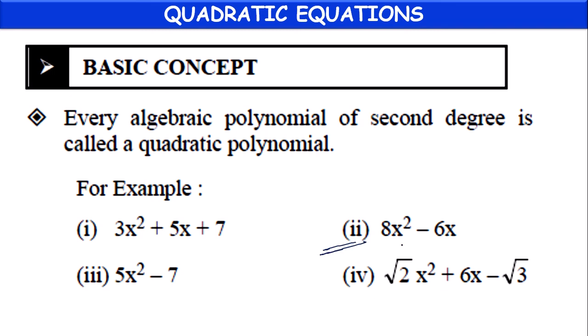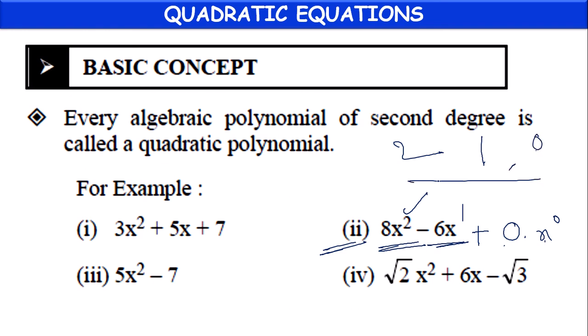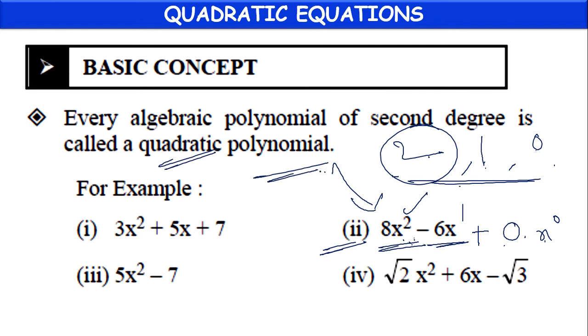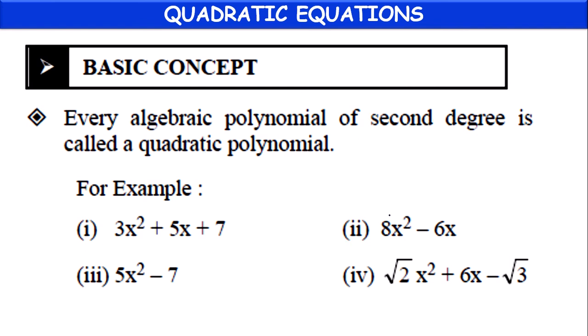In the second example, 8x square, power is 2 here, 6x, power is 1 here. There is no constant term, plus 0 we can keep. 0 into x power 0 we can keep, where power is 0. Here the powers are 2, 1, 0. Highest power is 2. So this is also an example of a second degree expression, which is also called a quadratic polynomial.